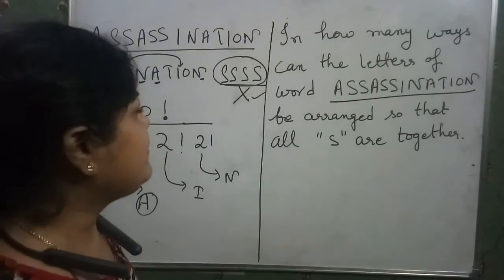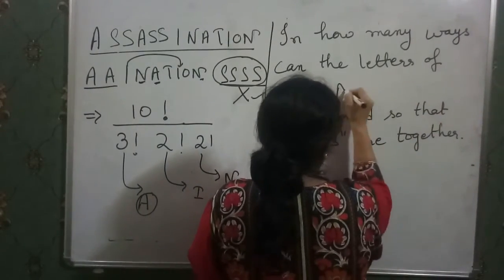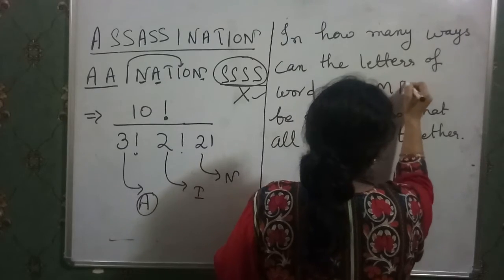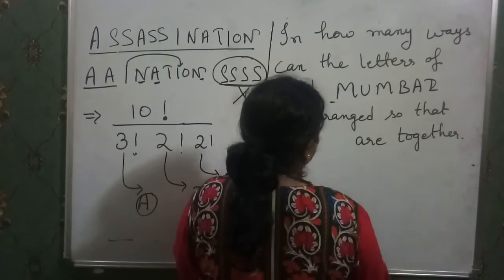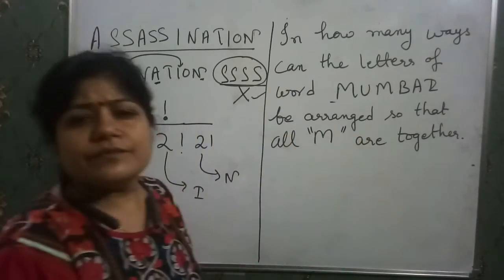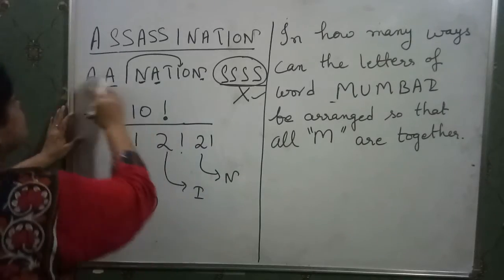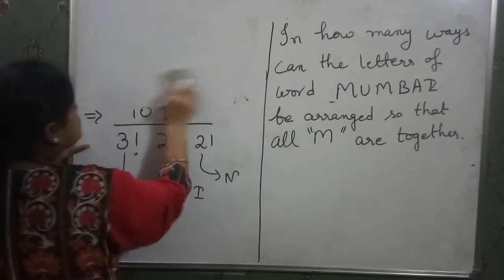For example, I have another word, for example, MUMBAI. In this case, we have to find the permutations when we take the letter M together. Then how do we do that? Just see the case, and how it differs from this question.